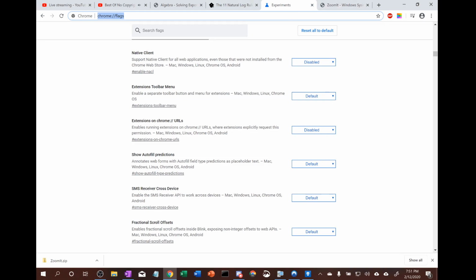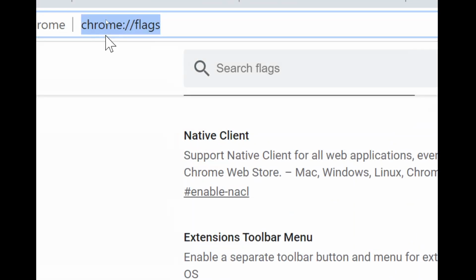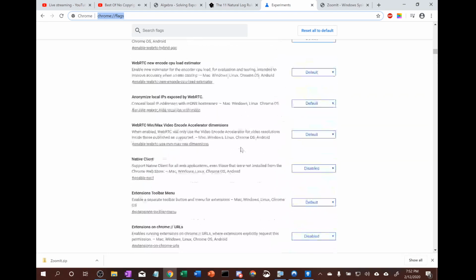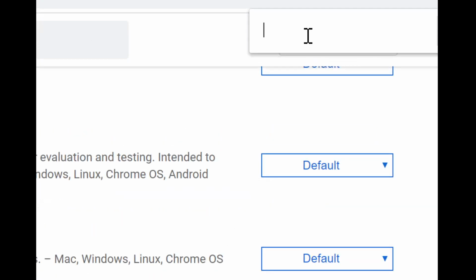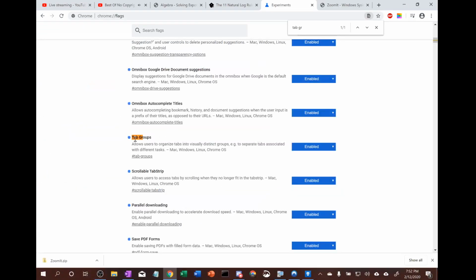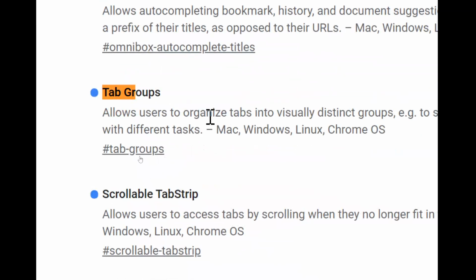What am I doing now? Oh, I was going to show Nick these flags. So you go to this web address right here, chrome://flags. You can enable all these cool experimental features. One of the new experimental features that I'm really interested in learning how to use is called tab grouping. If you hit Control F and type tab group, you'll see tab groups, which allows users to organize tabs visually. So enable that.